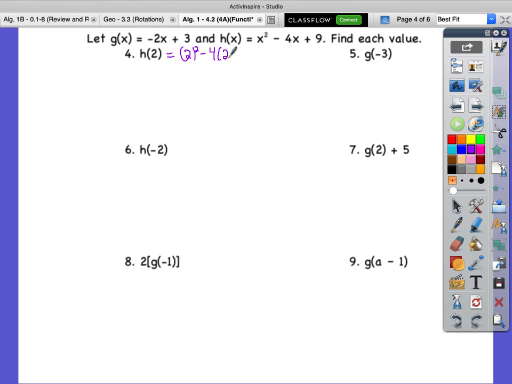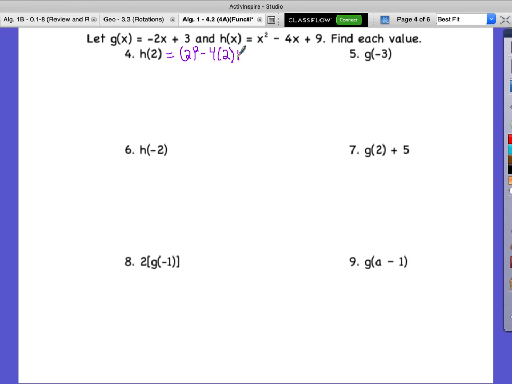That's supposed to be a 2? It glitched. It's a glitch. Weird. Okay.